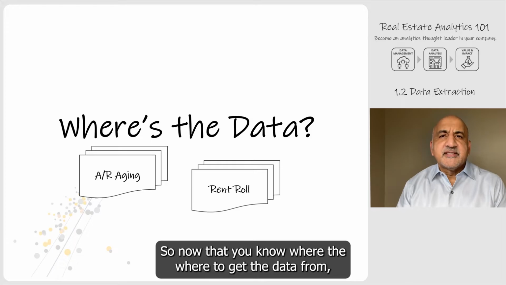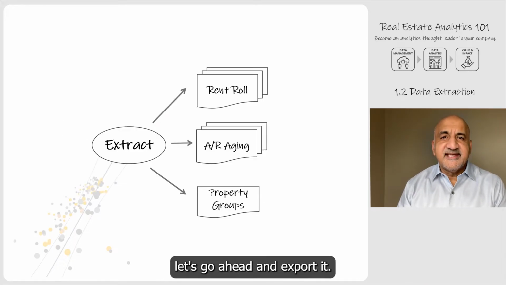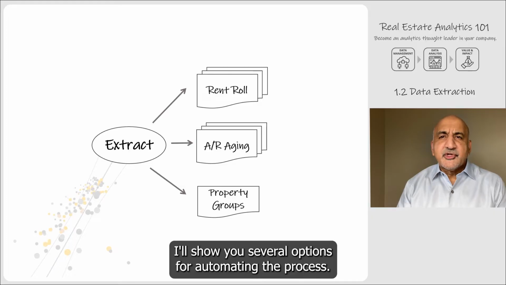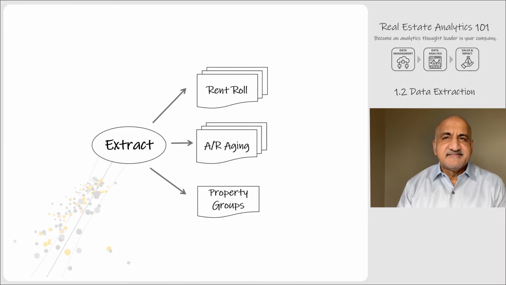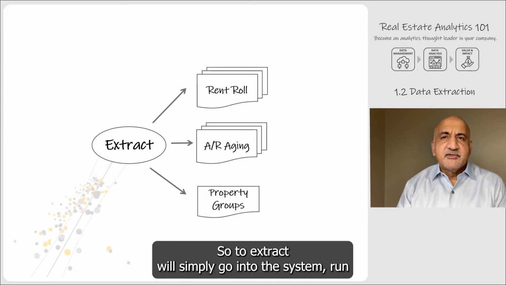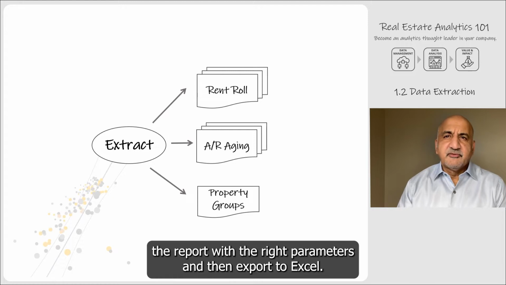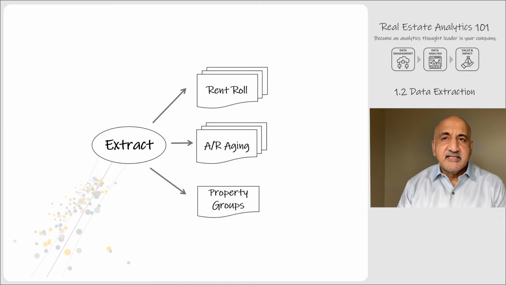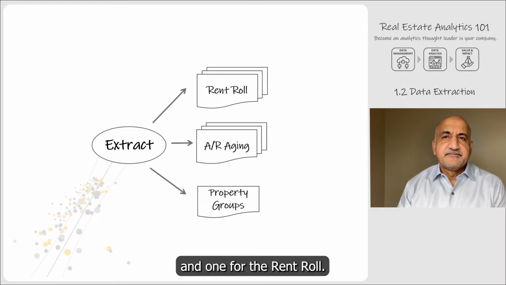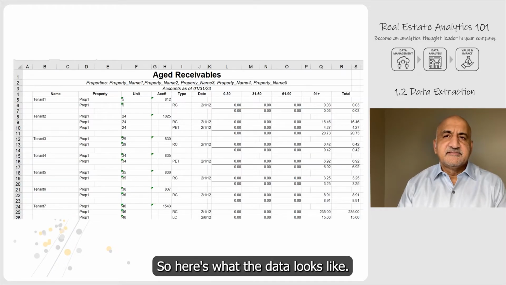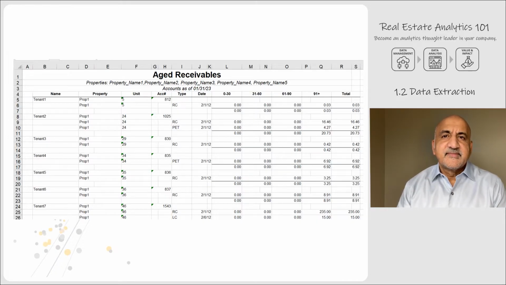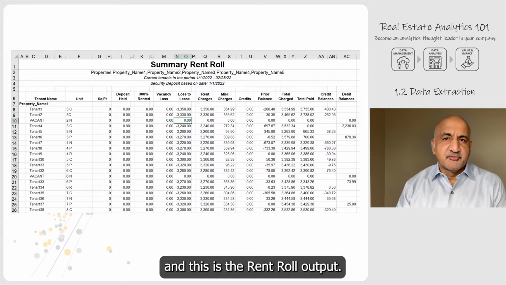So now that you know where to get the data from, let's go ahead and export it. Let's manually create the report, and later I'll show you several options for automating the process. So to extract, we'll simply go into the system, run the report with the right parameters, and then export to Excel. We have to do this twice, once for the AR aging and once for the rent roll. So here's what the data looks like. So this is the AR aging output, and this is the rent roll output.